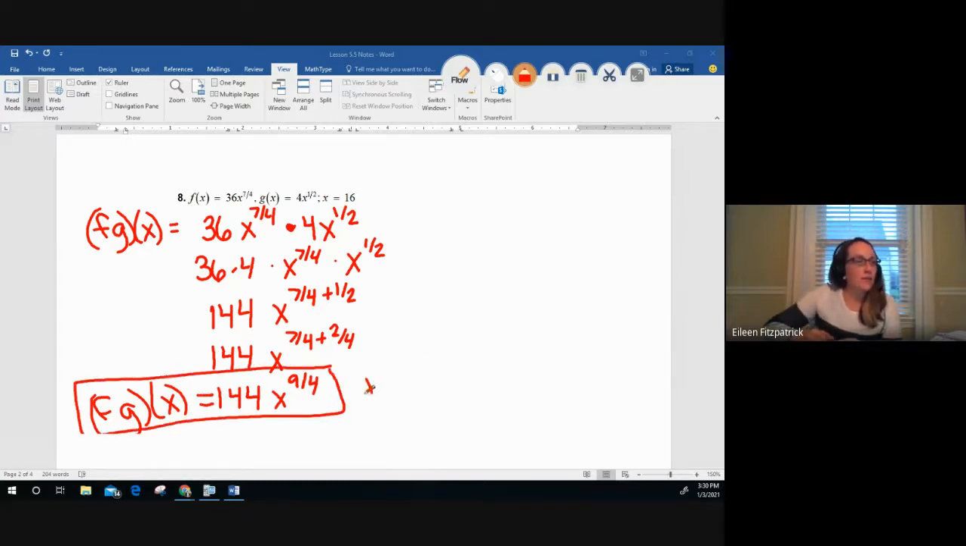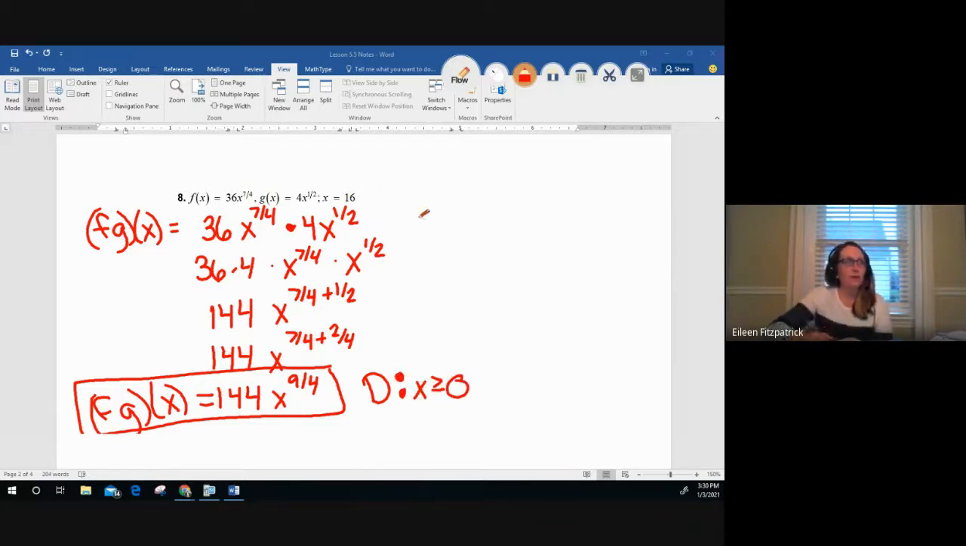All right, the domain. So fourth root, you can only take the fourth root of positives and 0. Square root can only take the square root of positives and 0. So the domain is x has to be greater than or equal to 0. Can't have negative numbers for this function.